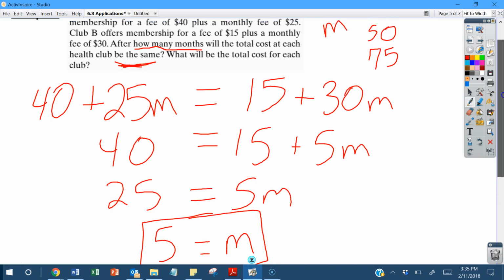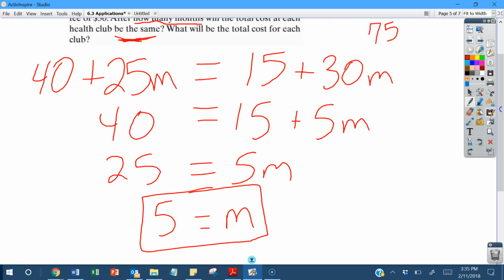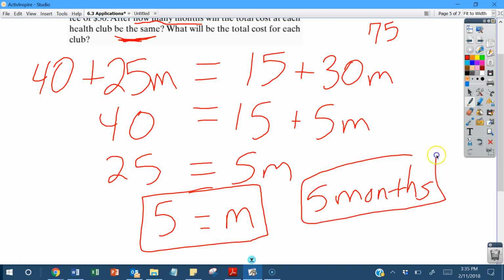And so that's really all we know. So the answer to the first question is going to be after 5 months, or we can say 5 months. If we wanted to write it out with the units and all that, this is what our answer means: after 5 months.